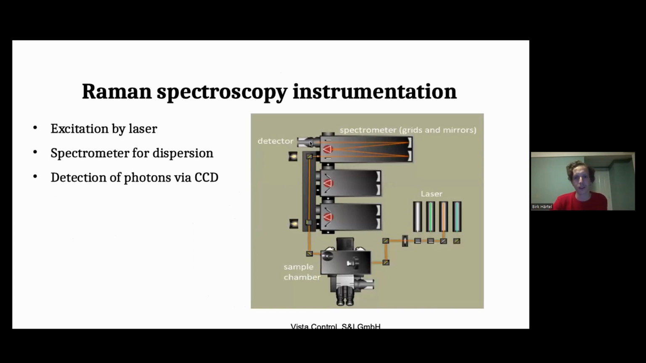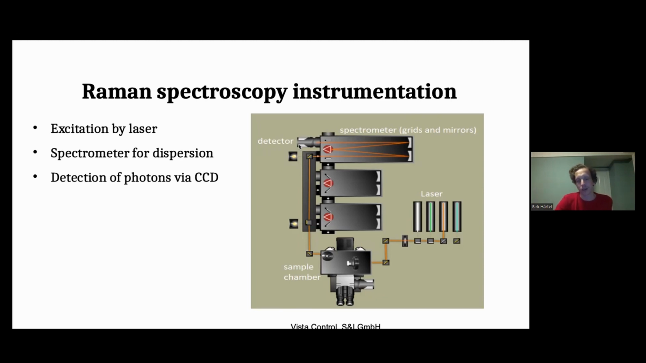Here's just a sketch of a setup of a Raman spectrometer. We have a sample chamber down here, usually attached to a microscope so that we can navigate the sample. Once the sample is in there, we can shoot on it with a laser. Usually we have different options for different laser wavelengths, but it doesn't matter so much in that context. The laser will be put on the sample and will lead to the emission of a Raman signal, and that signal is then sent through a spectrometer and onto a detector so that we can save it and analyze it.